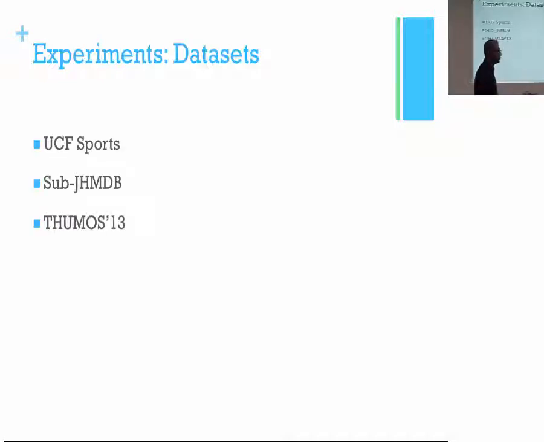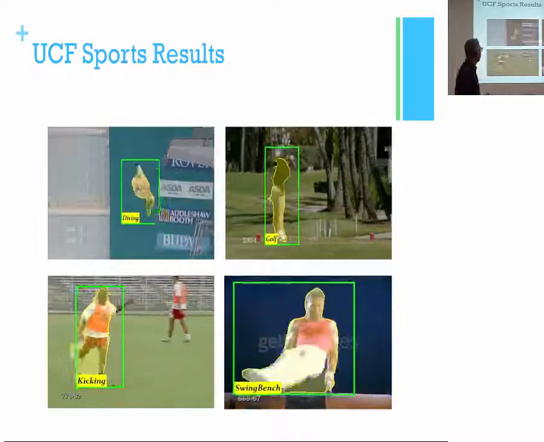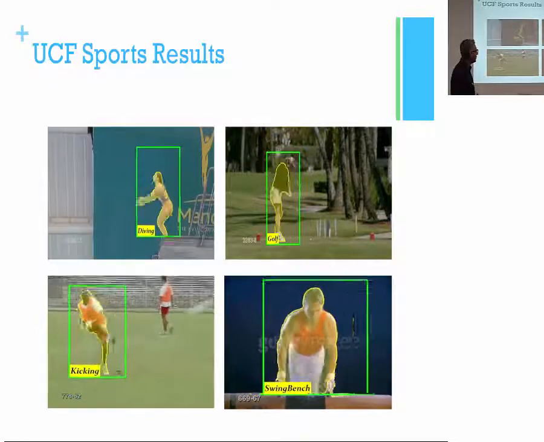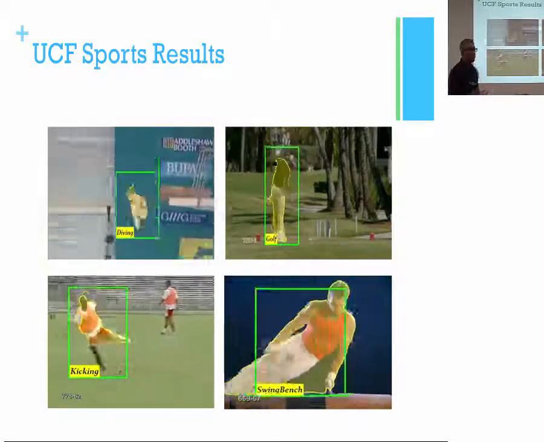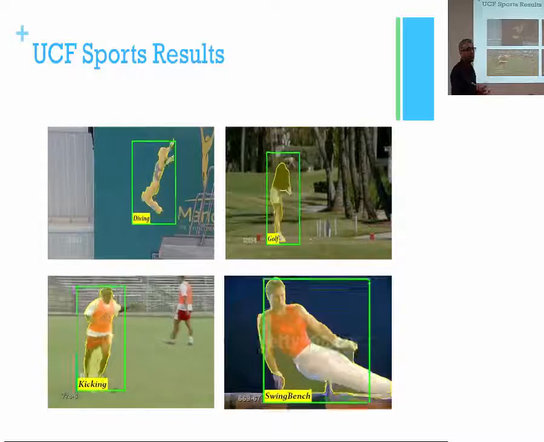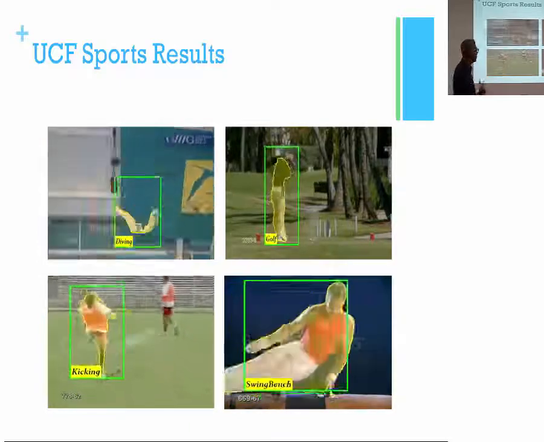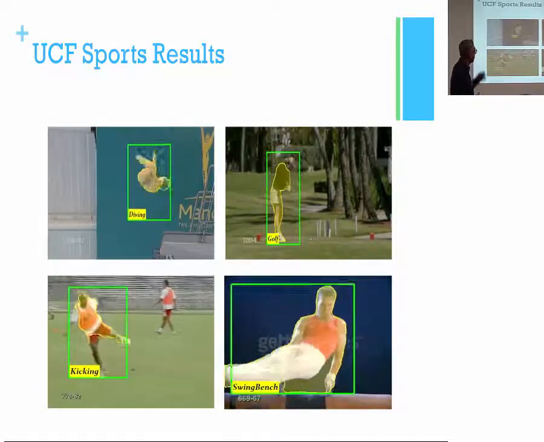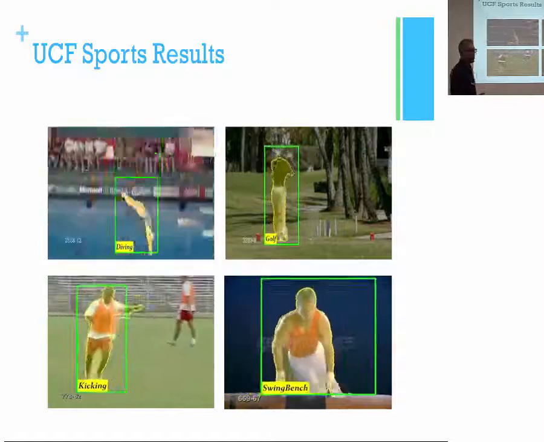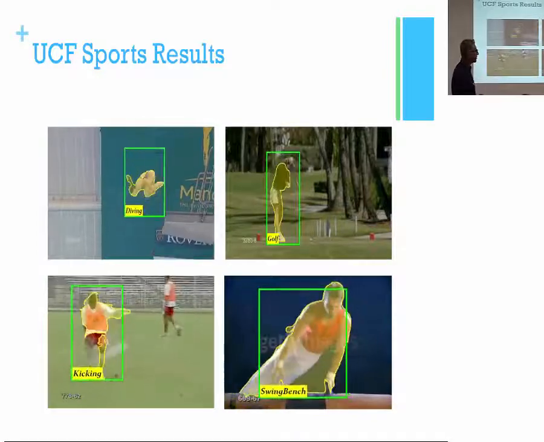For our experiments, we use 3 data sets. We have UCF Sports, Sub-JHMDB, and Thumos 13. I'm showing some qualitative results here for UCF Sports. As you can see, instead of just putting a bounding box in our final localization, we actually have the action contour, which is more accurate than just putting a bounding box. The yellow contour is our result, and the green one is the ground truth.